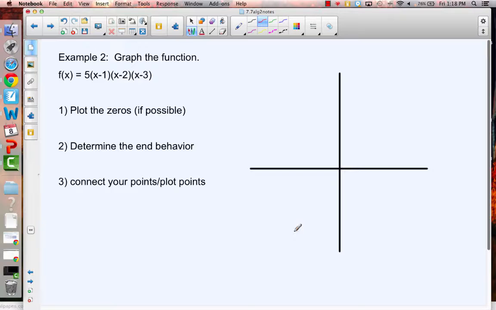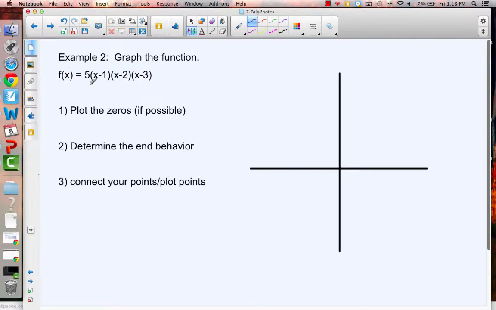Here we've got a really basic function that you have to graph, and I put the 3 main steps in order to graph. The first one is to plot the zeros if possible. So when it's factored like this, you automatically have the zeros, and this is a huge help. If you can factor it but it's not factored already, you also want to try to do that. But sometimes you can't factor, and we'll talk about what we do with that in a minute.